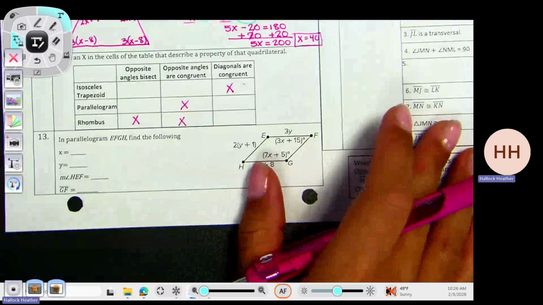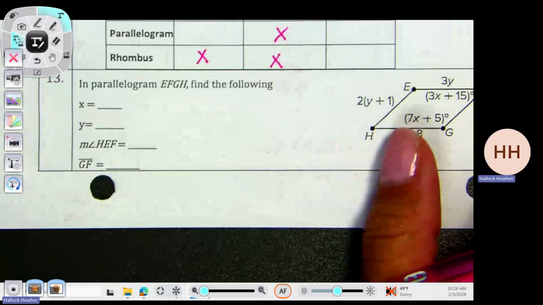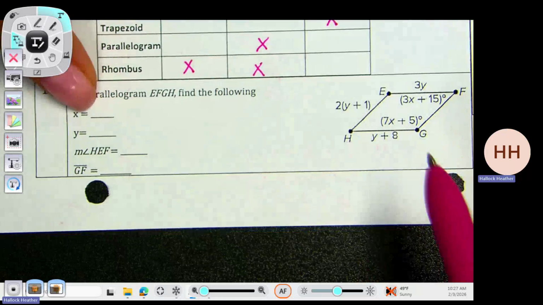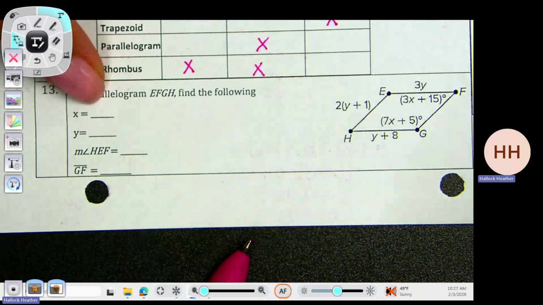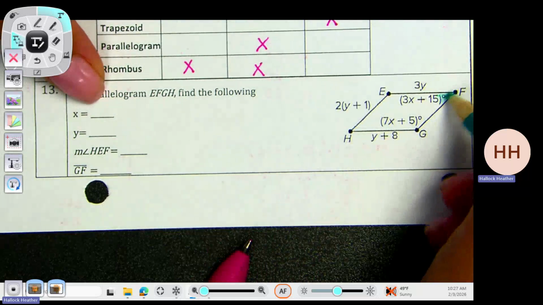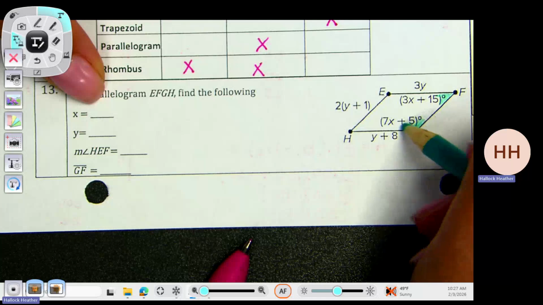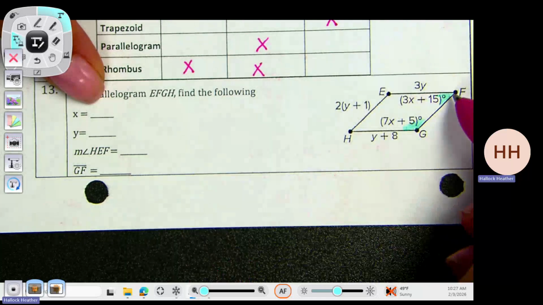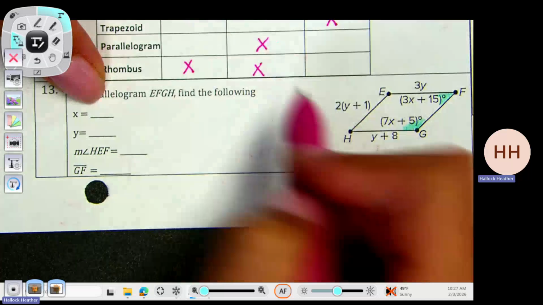Okay. Next one is another problem from one on the front. We're going to find x, y, and the angles and the sides. So let's start with x. X is looking at the inside. We have this angle and this angle. They are on the same side. They do not equal each other. That's acute and obtuse. So we're going to add to make 180.